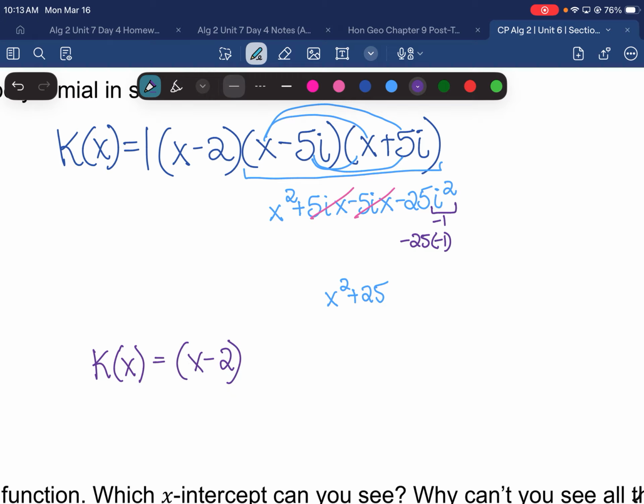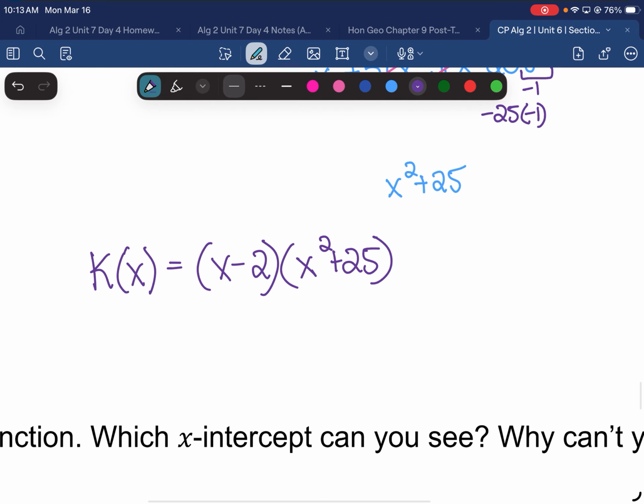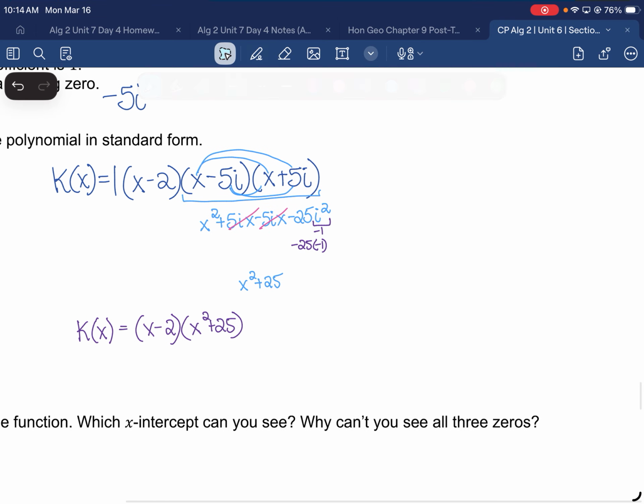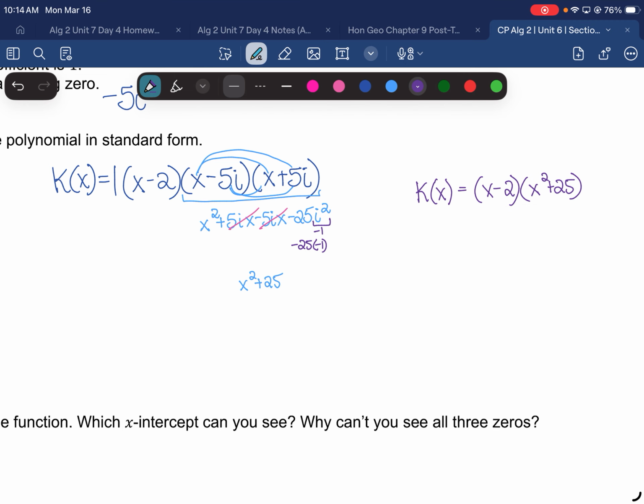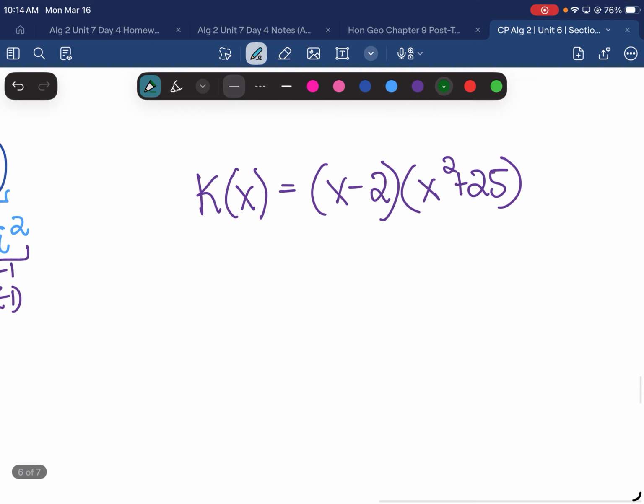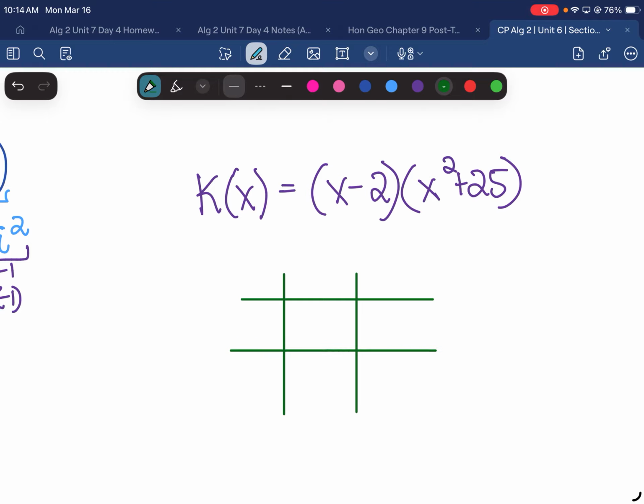You don't need to write the 1 as a leading coefficient if you don't want to. If it was anything else other than a 1, you would have to write it. Can you multiply that? Now you can just FOIL if you want, or you can use your rectangles, whatever makes you happiest. So this is x minus 2, and then x squared plus 25.